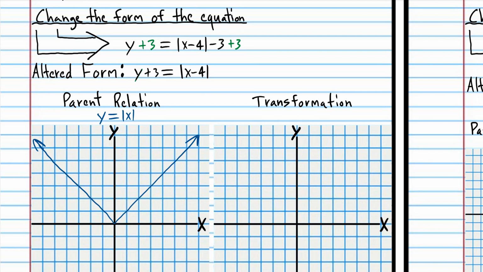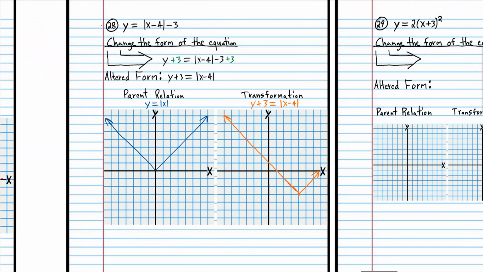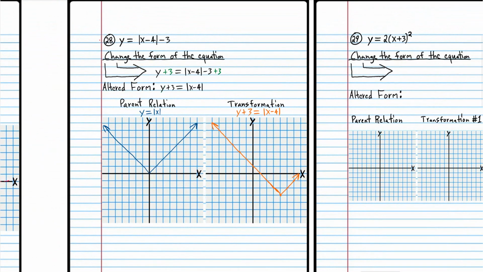And now we're going to translate. So we're going to replace y with y plus 3, and we're going to replace x with x minus 4. And that's going to move the graph 4 units to the right. So 1, 2, 3, 4. And 3 units down. 1, 2, 3. So there you go. All we had to do was change the form of the equation and we could see exactly what's happening. So again, the most important thing to understand is that it's up to you to change the form of the equation so we can see what's happening to the parent graph.